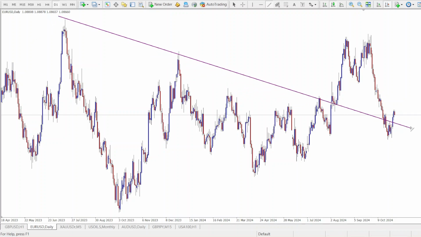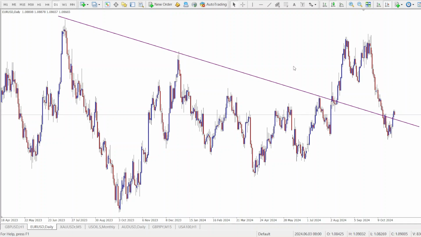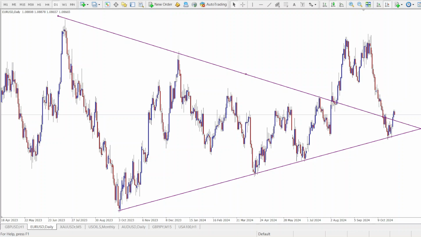Now you can see this is a downward trend line connecting different highs together. And then we had an upward trend line at the same time connecting different lows together. So they have their points of convergence here. This is what we call converging trend lines, both of them coming from different directions and meeting at a point.